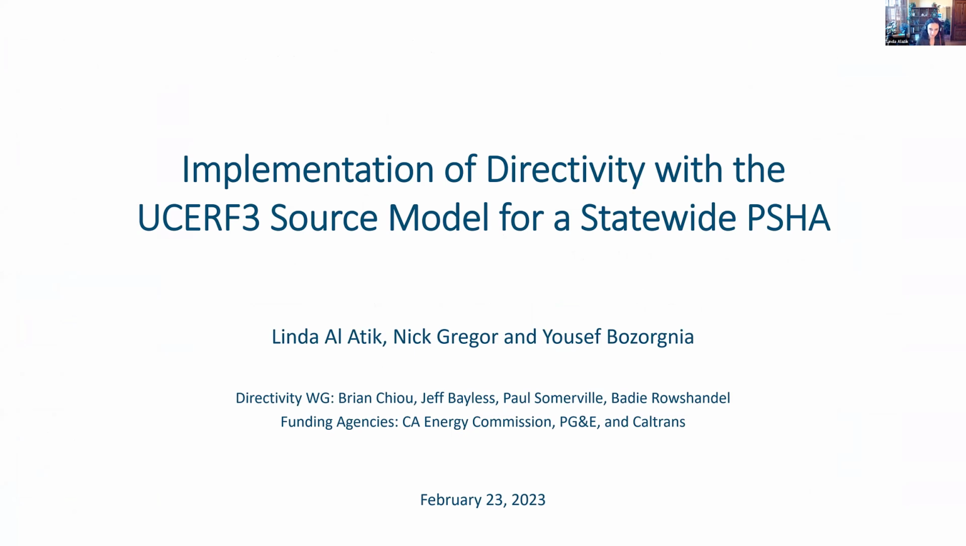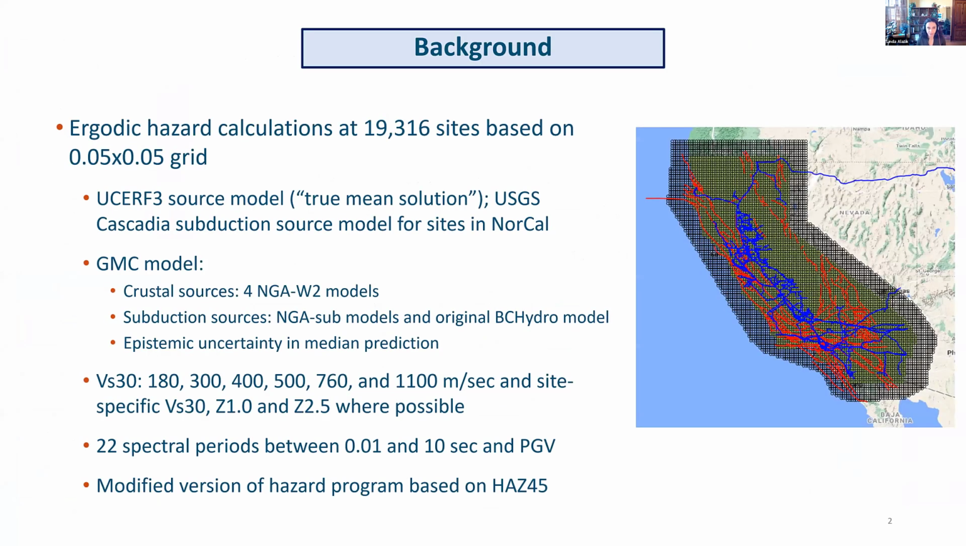As Yusuf said, this is the product of a multi-year project, and we would like to thank the Directivity Working Group members, formed of directivity modelers, as well as the funding agencies. As a background to this study, the goal was to compute ergodic hazard calculations at 19,316 sites across the state of California. The sites are shown in this grid of points here. In red, you see the UCERF3 faults, and in blue, it just shows pipelines.